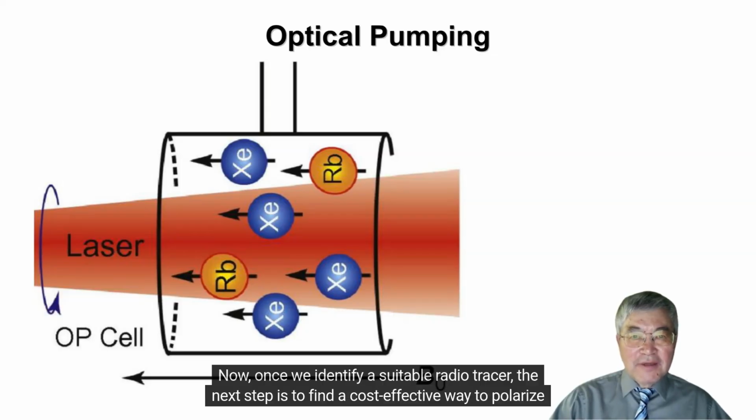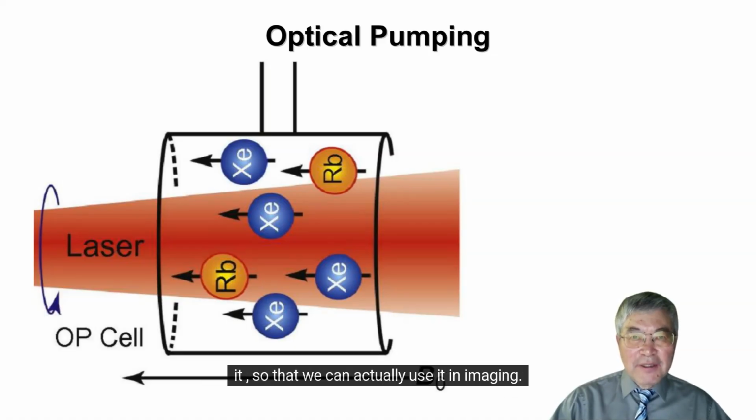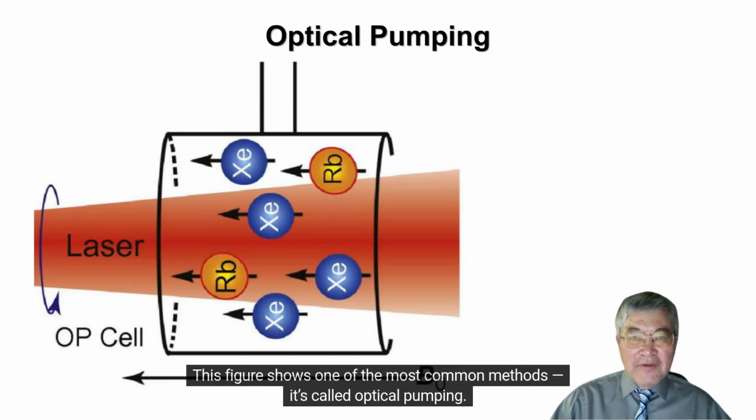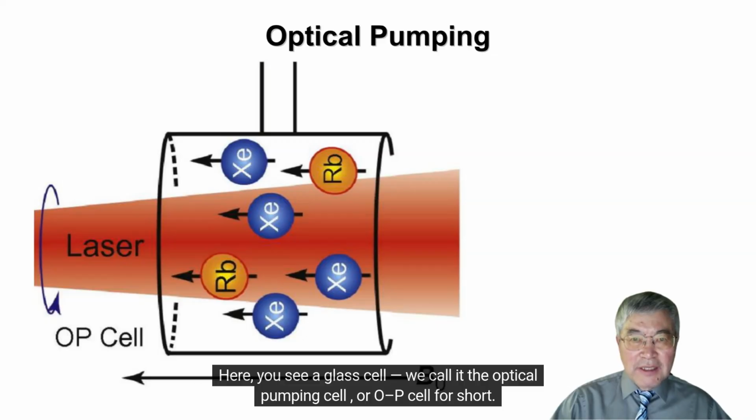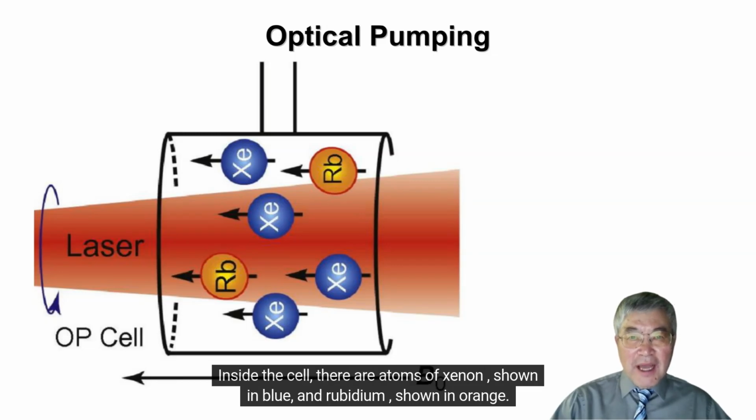Now, once we identify a suitable radio tracer, the next step is to find a cost-effective way to polarize it so that we can actually use it in imaging. This figure shows one of the most common methods, called optical pumping. Here you see a glass cell. We call it the optical pumping cell, or OP cell for short. Inside the cell, there are atoms of xenon, shown in blue, and rubidium, shown in orange.